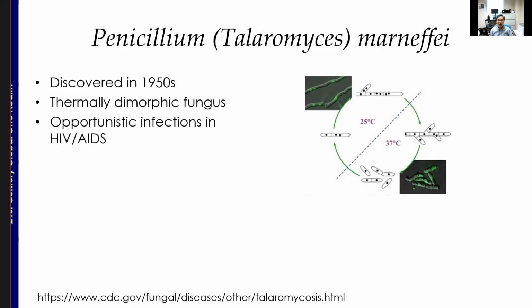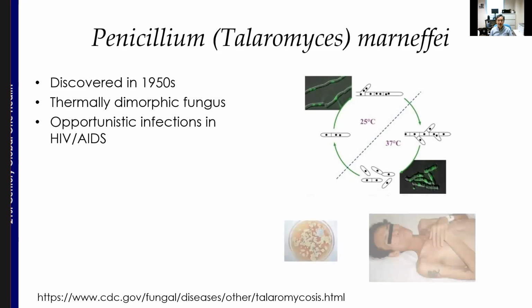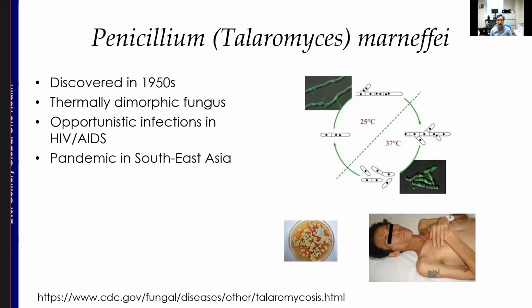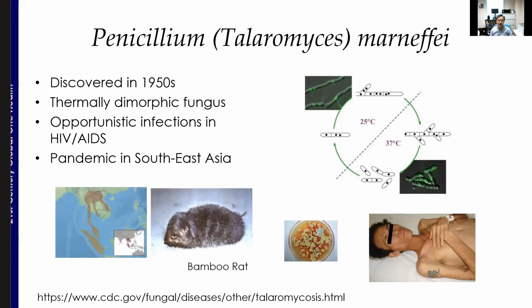And this is an opportunistic infectious pathogen, and it's particularly dangerous for AIDS patients because they have a compromised immune system, and it gives the chance for Penicillium marneffei to get into the blood and cause a systemic infection. It has caused pandemics in the Southeast Asian area, and its natural reservoir is the bamboo rat in Southeast Asia.